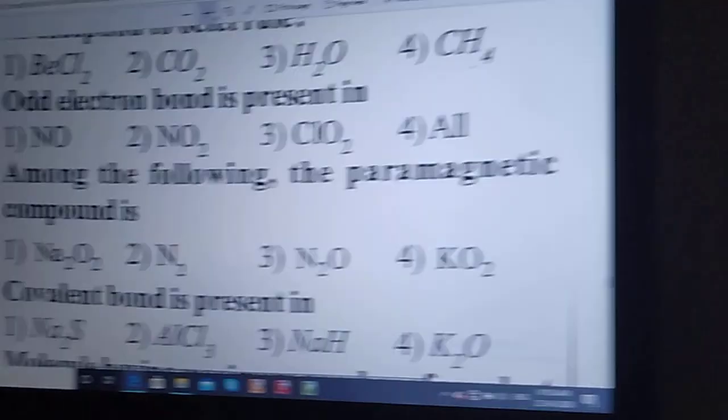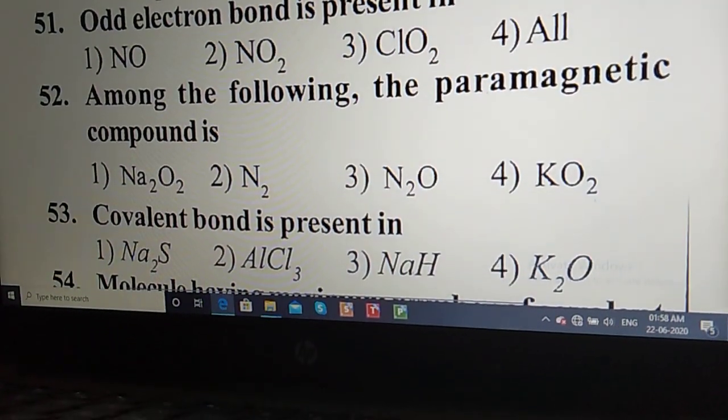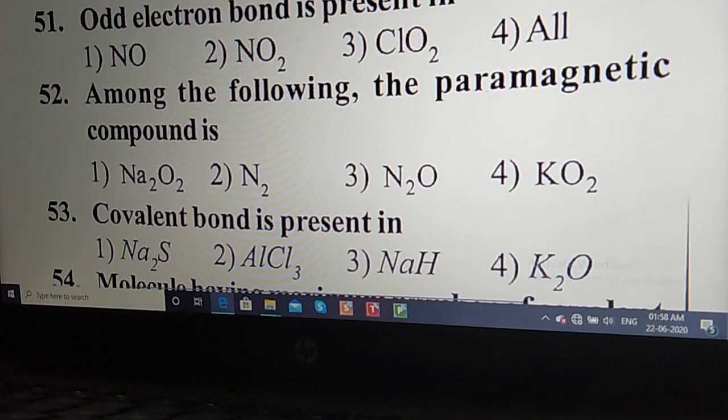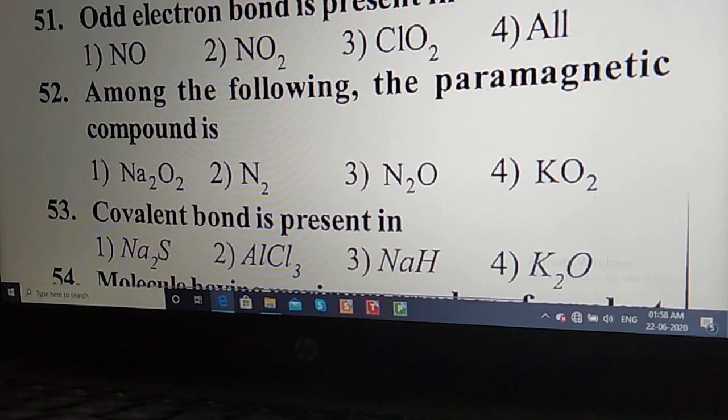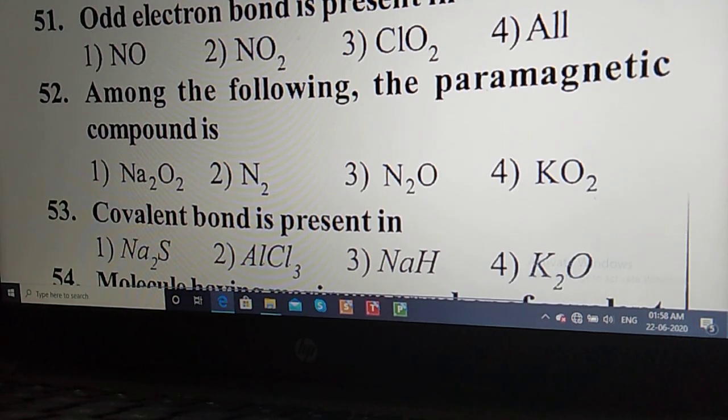Now come to question number 52, student. Among the following, which is the paramagnetic compound? They are saying that among the given compounds, which one is paramagnetic. They have given Na2O2, then N2, then N2O, and then KO2.